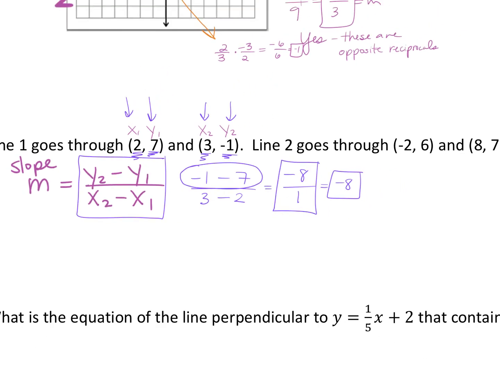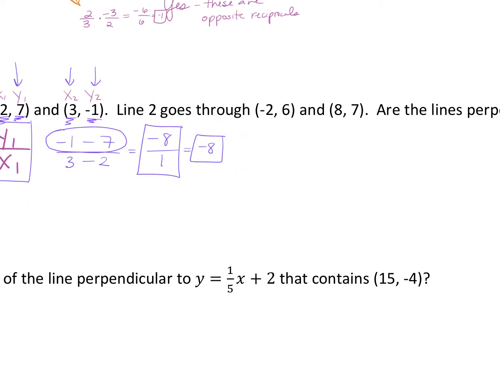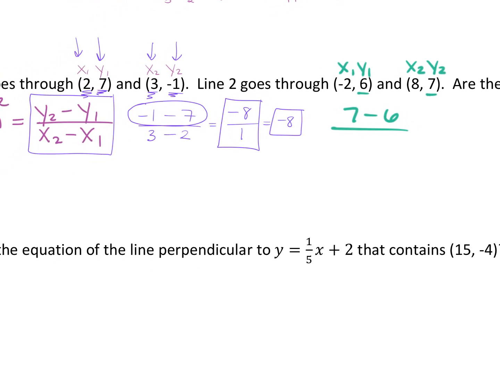Now look at the second line. Second line is going to use this as your x1, y1, and this as your x2, y2. And then we're going to plug that into the slope formula. So it's going to be y2 minus y1, so that's 7 minus 6 over x2 minus x1. So what's x2 minus x1?